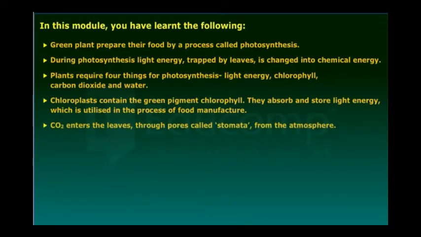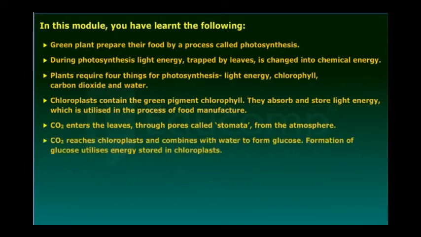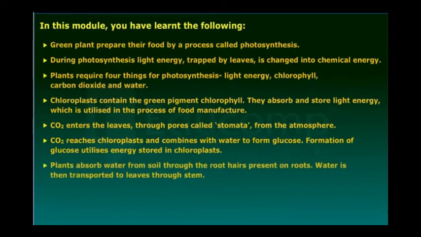Carbon dioxide enters the leaves through pores called stomata from the atmosphere. Carbon dioxide reaches chloroplasts and combines with water to form glucose. Formation of glucose utilizes energy stored in chloroplasts. Plants absorb water from soil through the root hairs present on roots. Water is then transported to leaves through the stem.